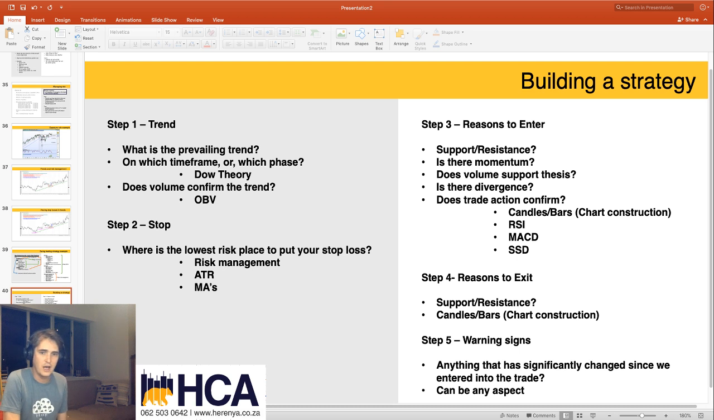We want to know where is the lowest risk place to put our stop loss. Okay? So here you have to use average true range, potentially. You have to use your risk management stuff. You have to use your trend stuff, that you say at the previous low, at 2 previous lows ago. You have to look at average true range.